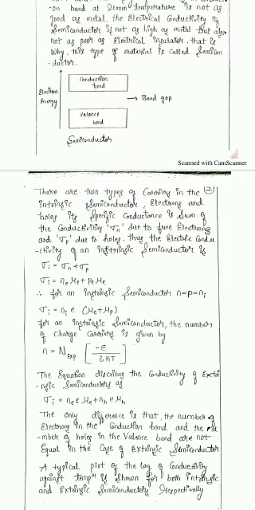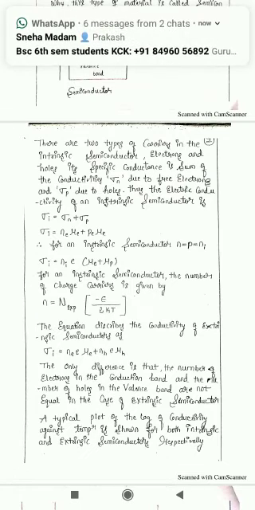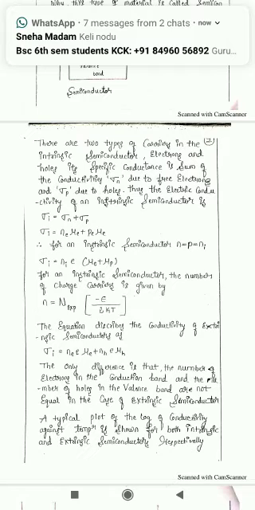For an intrinsic semiconductor, the number of charge carriers is given by n equal to n0 exponential of minus Eg divided by 2kT. Here k is the Boltzmann constant and T is the absolute temperature. Similarly, the conductivity of an extrinsic semiconductor is sigma equal to Ne e mu e plus Nh e mu h. The only difference is that the number of electrons in the conduction band and the number of holes in the valence band are not equal in the case of extrinsic semiconductors.